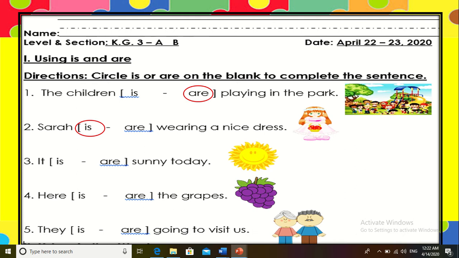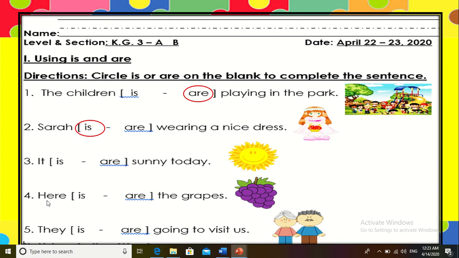Number 3, let me help you in reading the sentence and please answer independently as much as possible. Number 3, it is or are sunny today. What should you remember if we have the pronoun it? And look at the picture. The picture may also help you in answering this one.